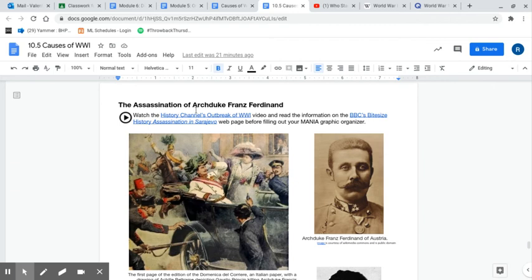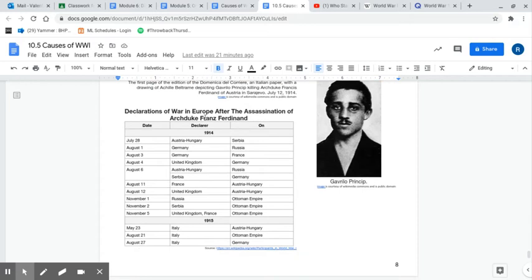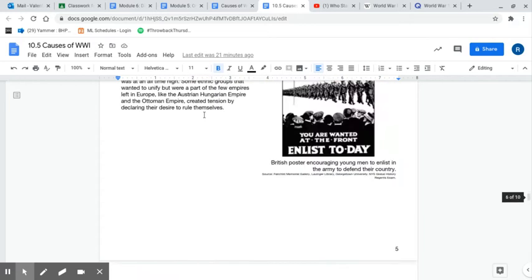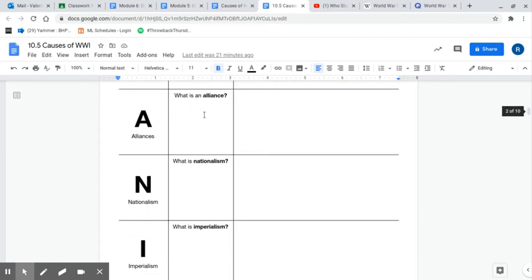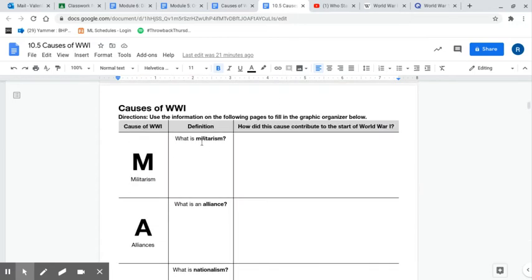Please watch the corresponding videos that go with this section. And when you're finished, you're going to come back up to the top and complete the chart, giving me a definition of what each of these causes are, and then an explanation as to how the cause contributed to the start of the war.